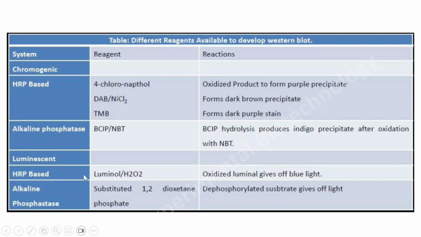Then there are luminescent techniques where you can use luminol and H2O2. H2O2 is hydrogen peroxide, right? This will oxidize luminol, which gives off blue light, so you will see a bluish light in this technique by using this substrate. For alkaline phosphatase, you can use substituted 1,2-dioxetane phosphate, where it will be dephosphorylated. Alkaline phosphatase will remove the phosphate from this substrate, and it will give off light.